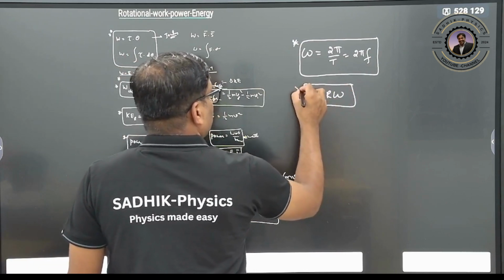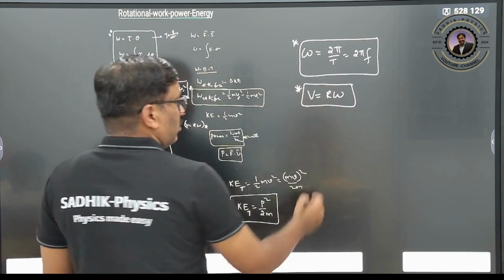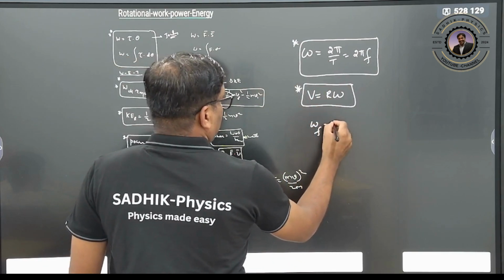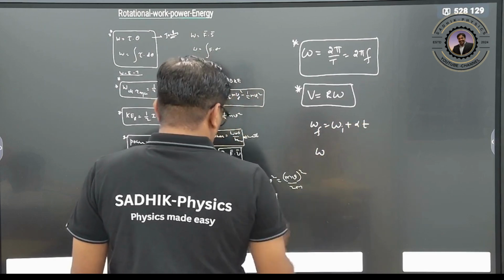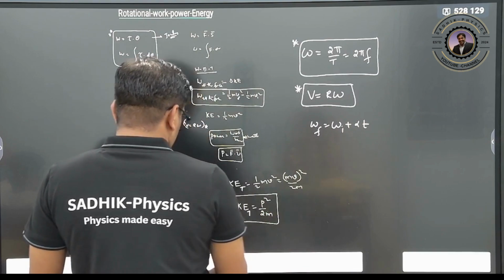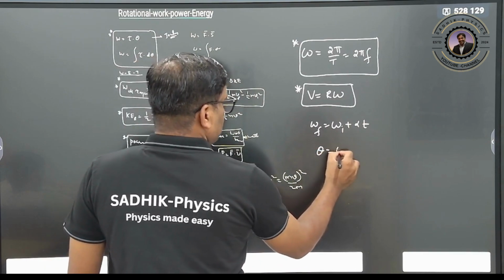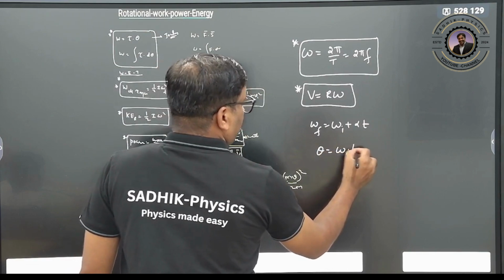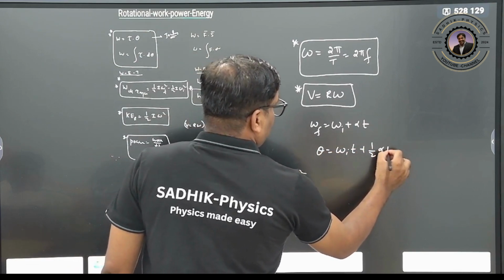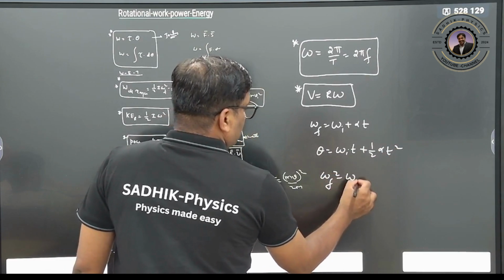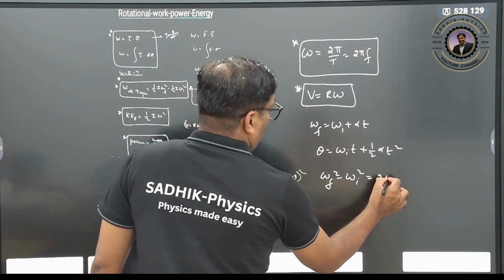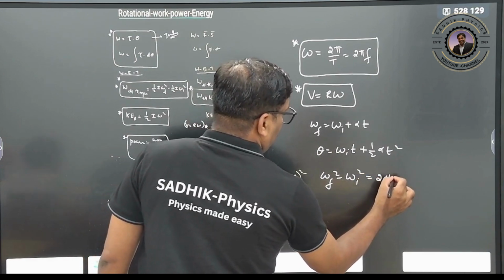And also we can use all kinematics equations. That is omega final will be equal to omega initial plus alpha into t. Therefore theta is equal to omega initial into t plus 1 by 2 alpha into t square, and omega final square minus omega initial square is 2 alpha into theta.